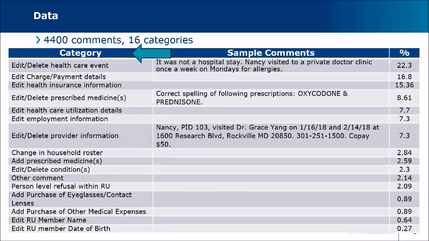So you will see that we have about 22% of comments for the first category, which is add and delete healthcare event. But we have less than 1% for the last 4 categories. So this imbalanced data adds difficulties for our modeling process.